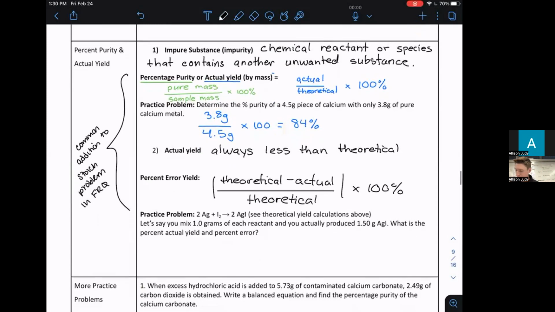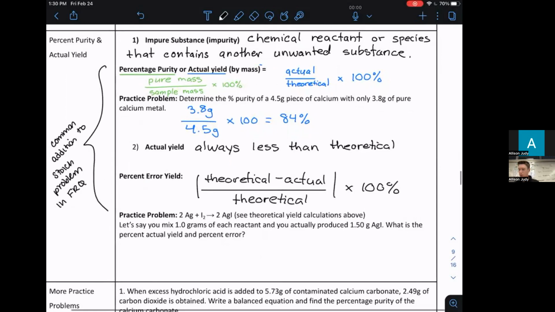So we have another practice problem. This is the same formula as before. We have 2 moles of silver reacting with 1 mole of diatomic iodine to create 2 moles of silver iodide. And it says we're going to mix 1 gram of each reactant, and we actually produced 1.5 grams of silver iodide. What is the percent actual yield and percent error?